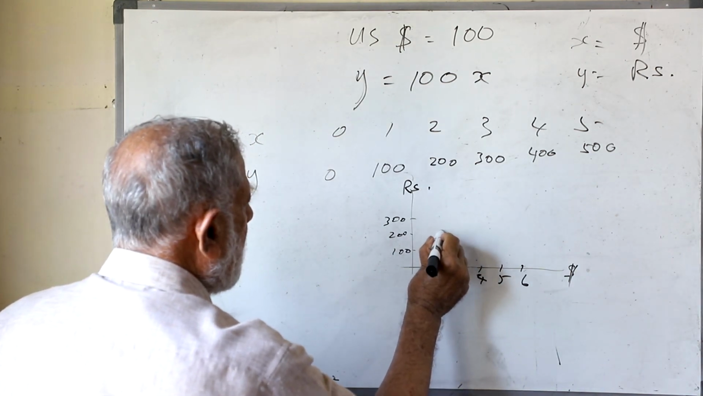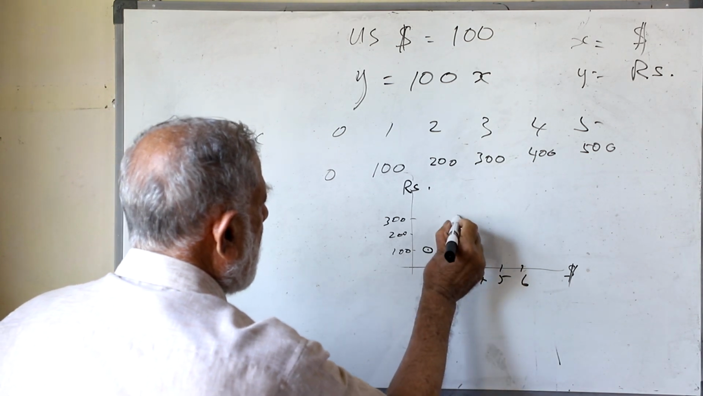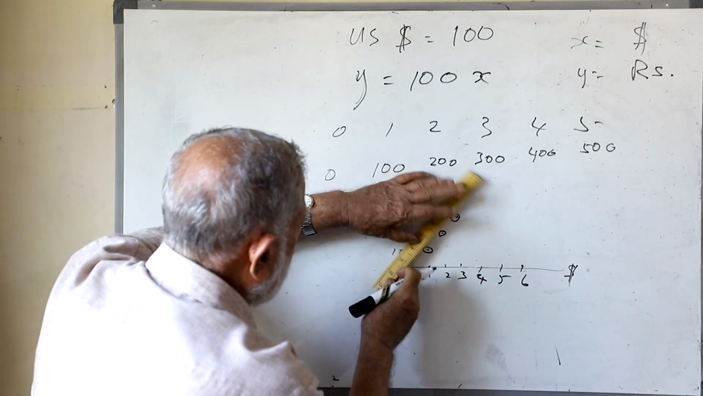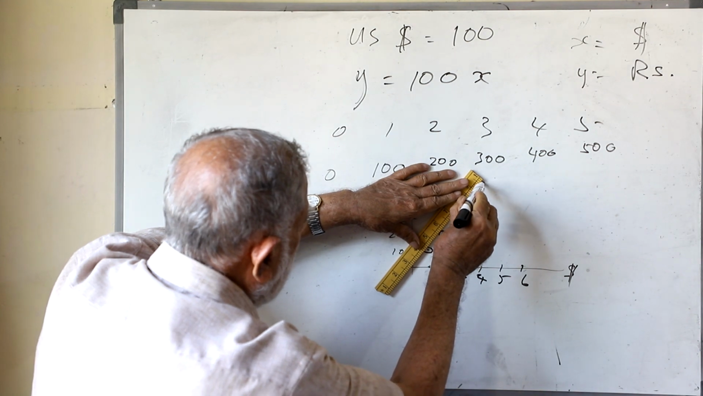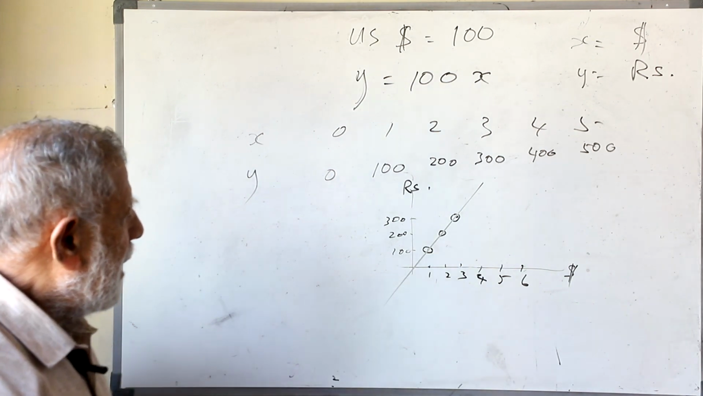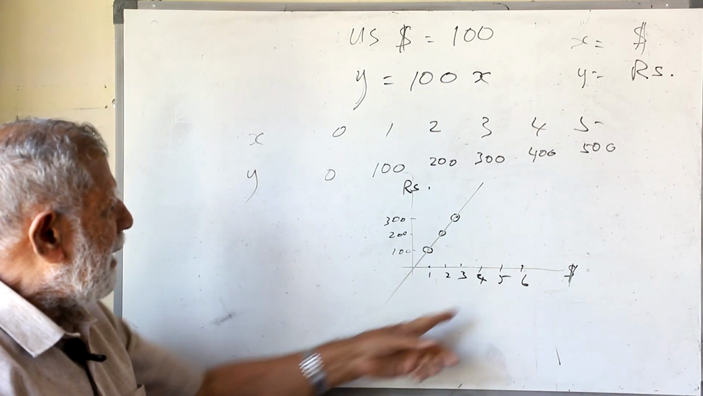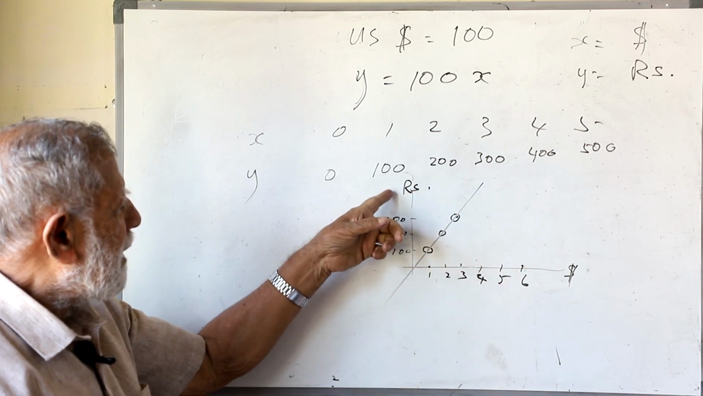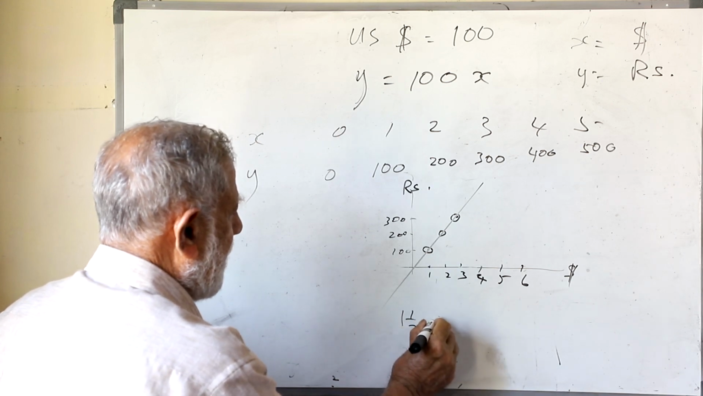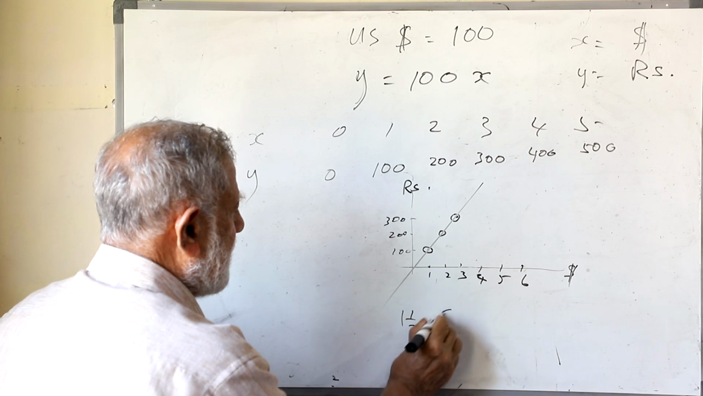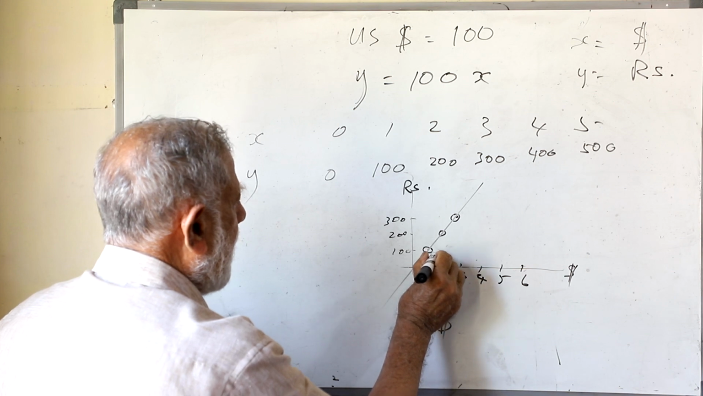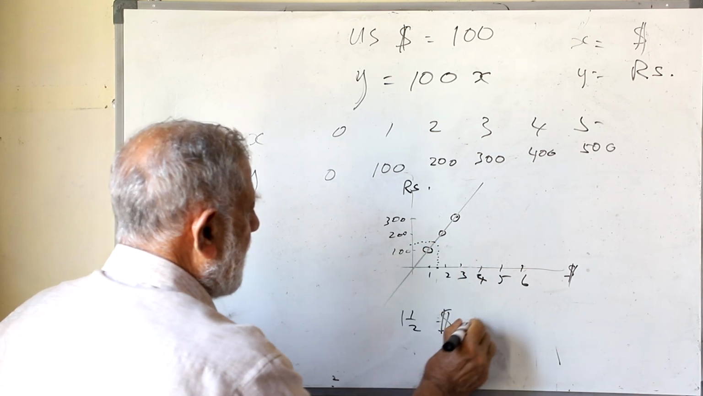When it is $1, it is 100 rupees; $2, 200, like that. So here also you are getting a straight line, and when it is 0, it is 0. Now from this we can calculate, when it is $5, we draw a line like this and you will get 500 here. Supposing it is $1.5, how much is it in rupees? You draw a dotted line like this, so it will be equal to 150 rupees.